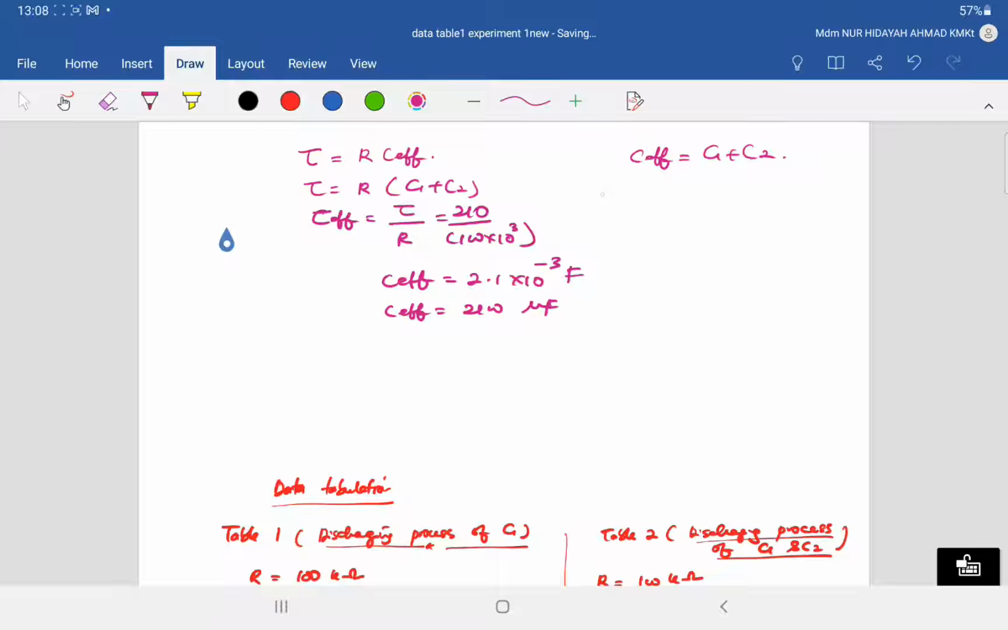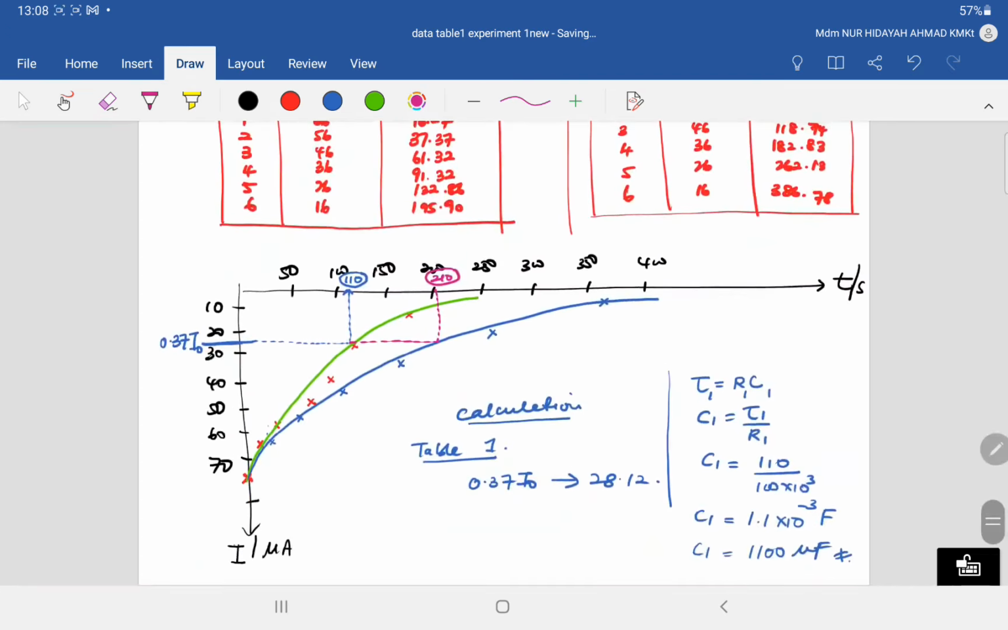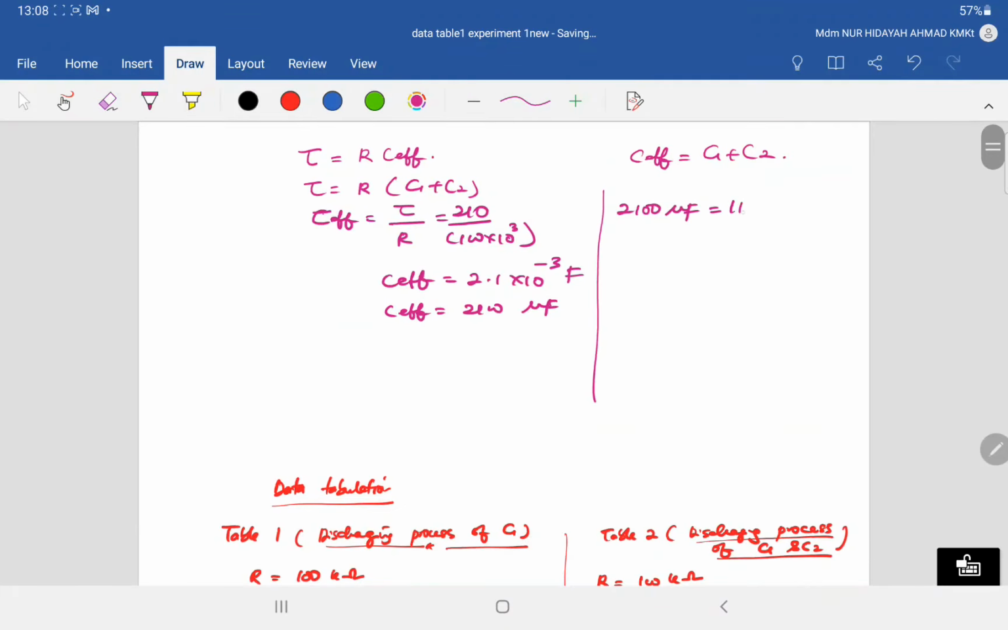So we want to find C2. C effective equals C1 plus C2. C effective is 2100 microfarad, C1 is 1100 microfarad plus C2. So C2 equals 2100 minus 1100 microfarad. So C2 equals 1000 microfarad. This is an example, so we get C1 and C2.